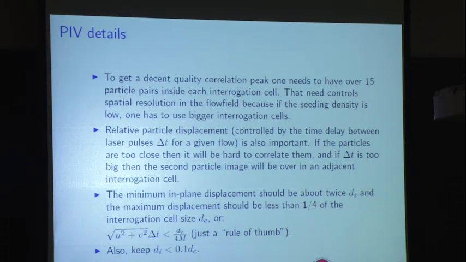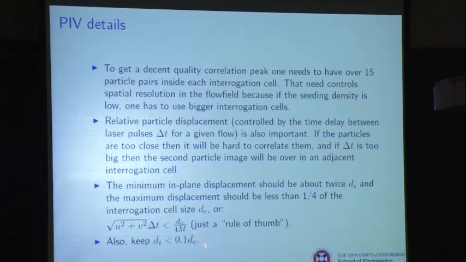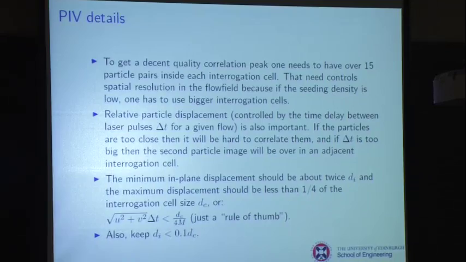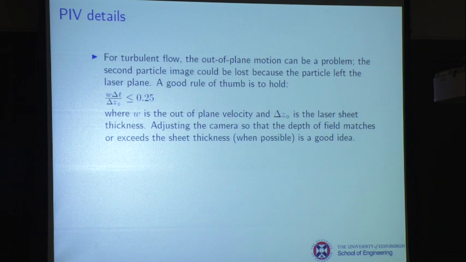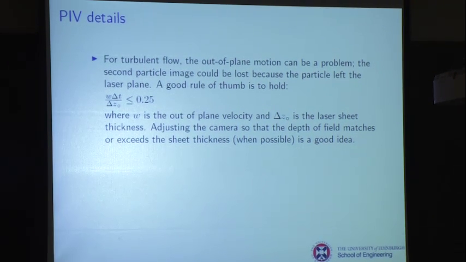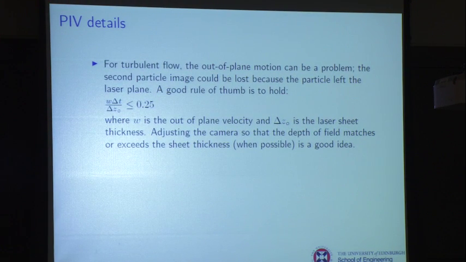Also, you want the image size to be no more than about... This is the problem that I was having an argument about, that sometimes the image size was not 1/10 of the cell size. For a turbulent flow, out-of-plane motion can be a problem. Now, if you use stereoscopic PIV, out-of-plane motion isn't such a big problem. But if you're using just 2D PIV, it can be a problem.